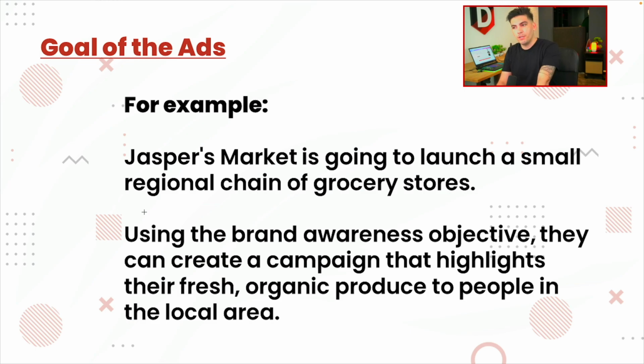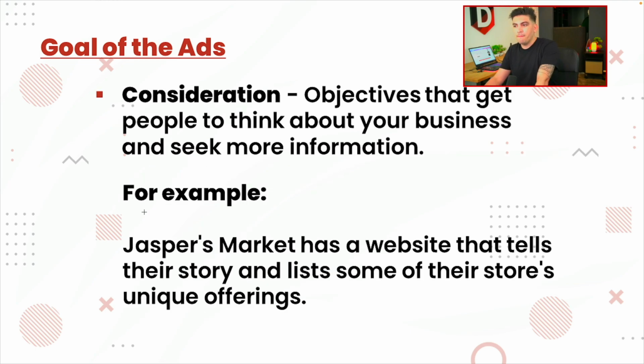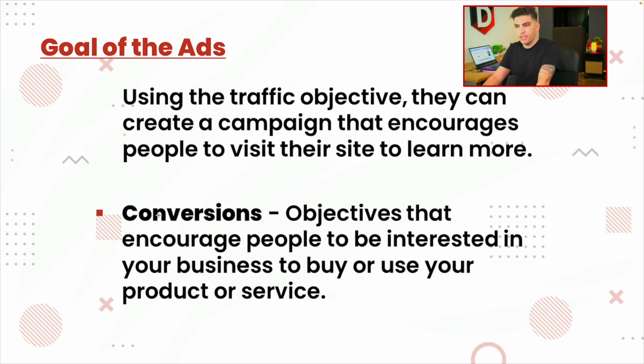Now let's talk about the next option, which is consideration. These are objectives that get people to think about your business and to seek more information. So consideration is a little bit more narrow. You're not really focused on the large audience. You're focused on people that are only interested in a specific niche. For example, Jasper Market has a website that tells their story and lists some of their store's unique offerings. So now we're taking those offerings and saying, do you want to try this? We're no longer going with this broad approach. We're now narrowing it down to a few people. And then we have the last one, which is conversions. Using the traffic objective, they can create a campaign that encourages people to visit their store to learn more.